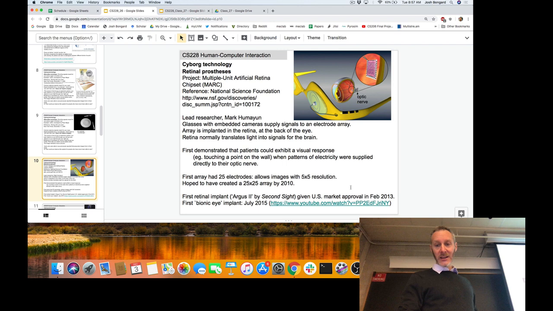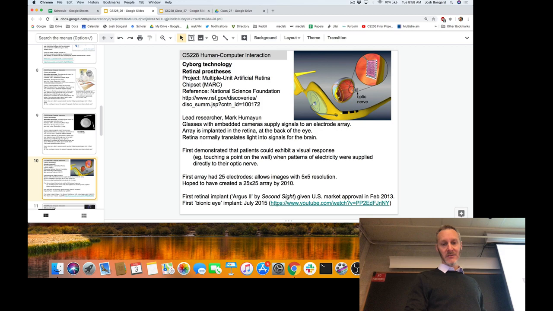Back in 2013, the first retinal implant was actually given US market approval. Given the UK regulatory system, there's been a lot more progress on clinical applications of retinal implants. And the first bionic eye implant occurred in July 2015 in the UK. And we'll watch a short video of the subject that received this first implant.